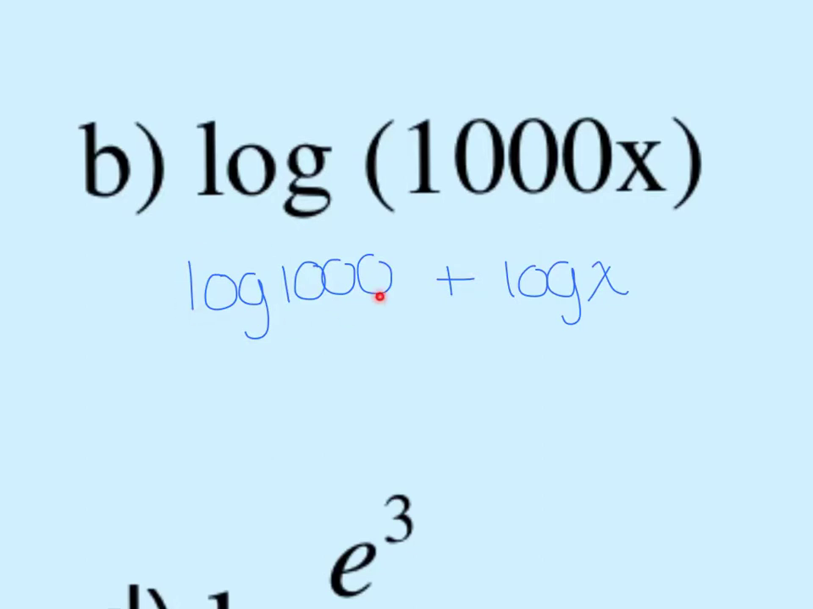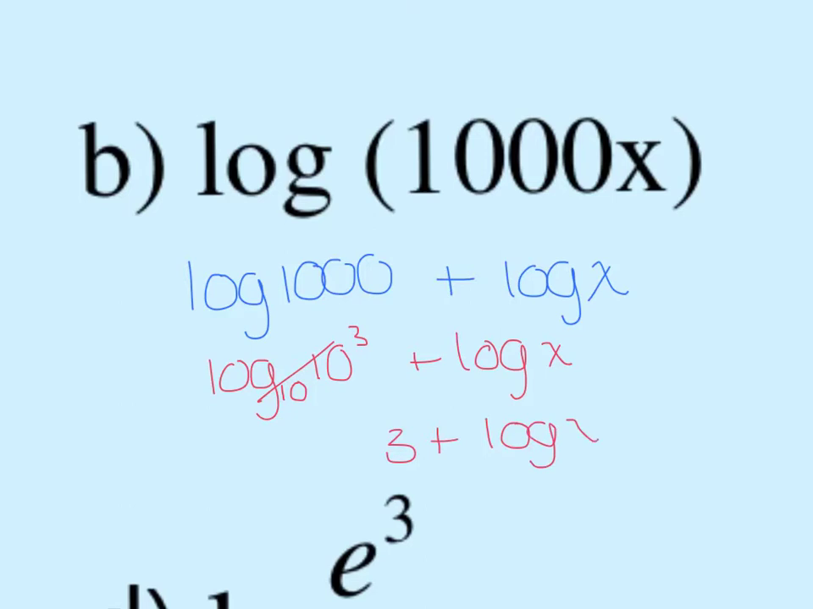However, this can be rewritten. Remember, your base is 10 and 1,000 is 10 cubed. So this is log. I'm going to put the base here so that way you recognize that this is going to reduce in just a moment, and we're left with 3. So I'm left with 3 plus log of x.